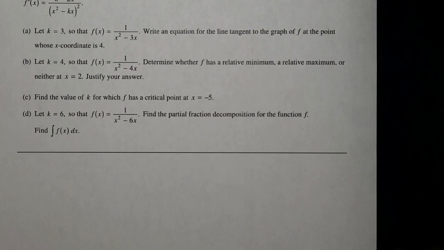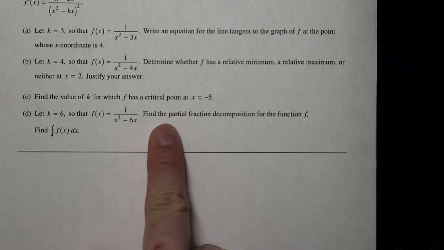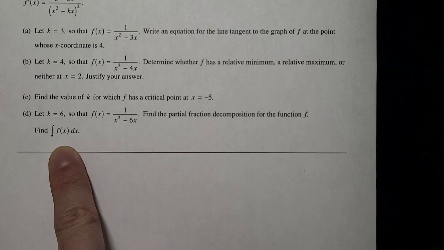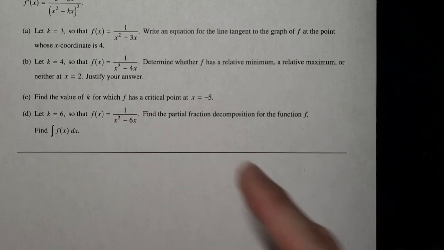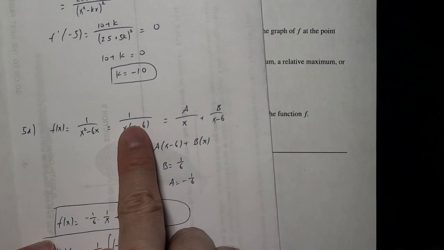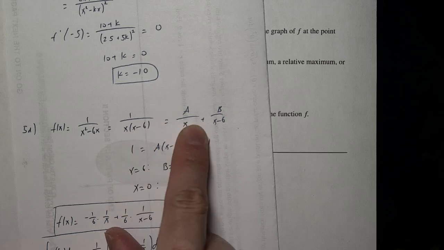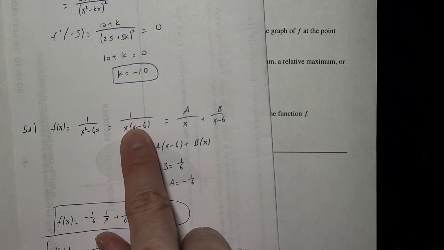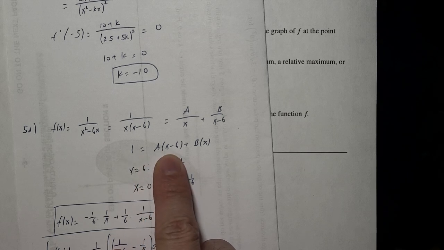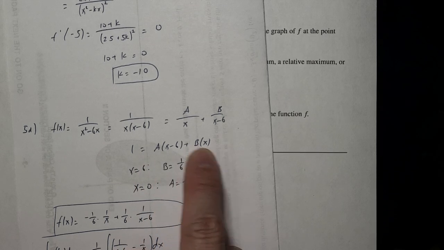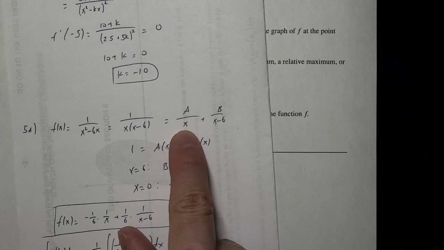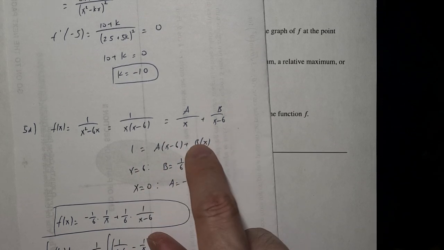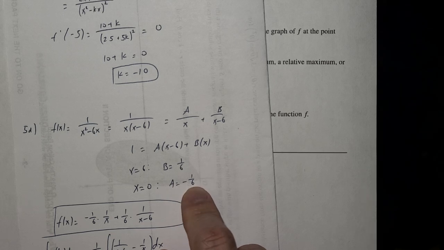Part D, let k equal 6, so that f of x is this guy. Find a partial fraction decomposition for the function f, and then find the integral of f of x dx. So this we probably want to factor on the bottom as x times x minus 6. So we can rewrite it as a over x plus b over x minus 6. Multiply both sides by the denominator right here. So we get 1 is equal to a times x minus 6 plus b times x. Plug in x is equal to 6 because this term will go away. So b times 6 is 1, so b is 1/6. Plug in x is 0 because this term will go away, so we get a is minus 1/6.